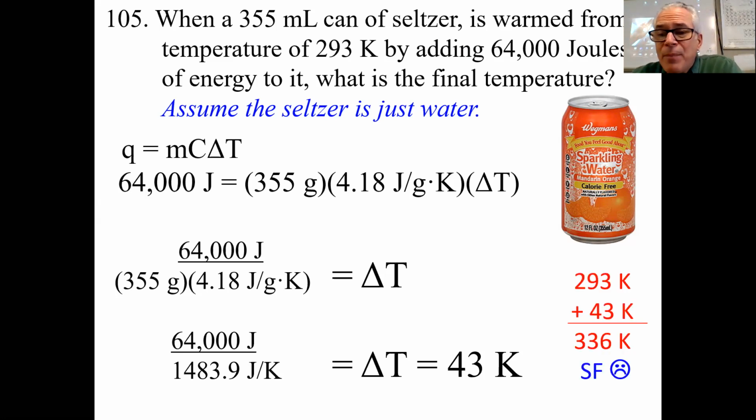So what is the final temperature? 293 plus 43, 336. Don't worry about the significant figures. Sometimes they're a pain in my neck too. This is what happens in real life. Your starting conditions, you know what they are. You know it's water. You know a constant. You know how much energy you give. You can figure out mathematically what the delta T would be, and then you have to add it to the starting temperature. If it was getting colder, we'd have subtracted. But in this case, since we're making it warmer, the temperature is going to go up.